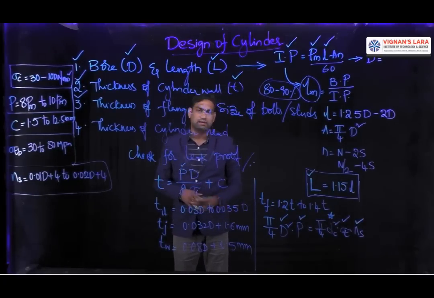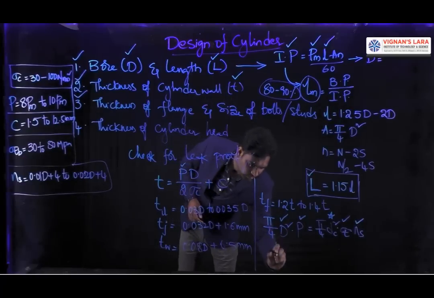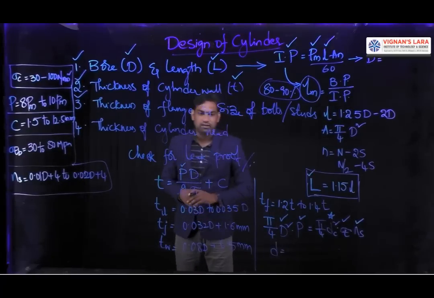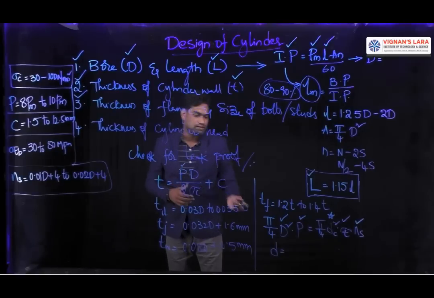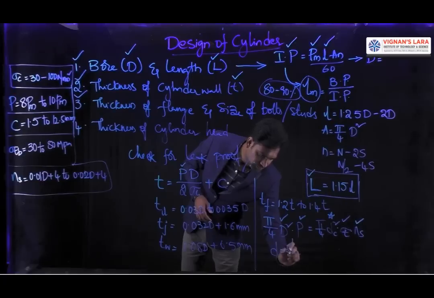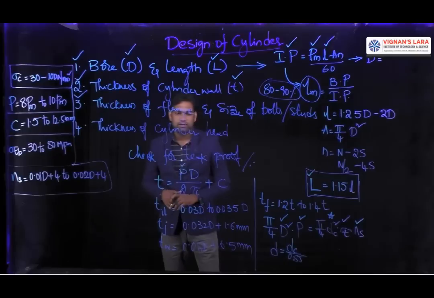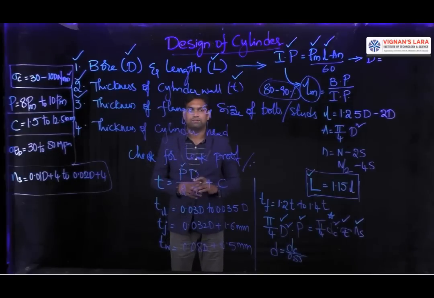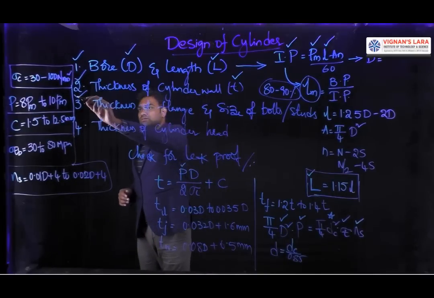So from that we can calculate dc. After that, the nominal diameter of the bolts, d, can be calculated using the relation: nominal diameter is given by dc by 0.85. So using that, we can calculate the nominal diameter of bolts. That is the size of bolts, step number 3.